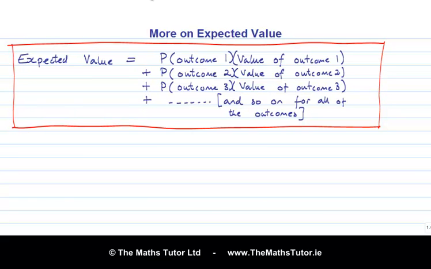So what it says is that the expected value is the probability of the first outcome times the value of the first outcome, plus the probability of the second outcome times the value of the second outcome, and so on through all the outcomes.